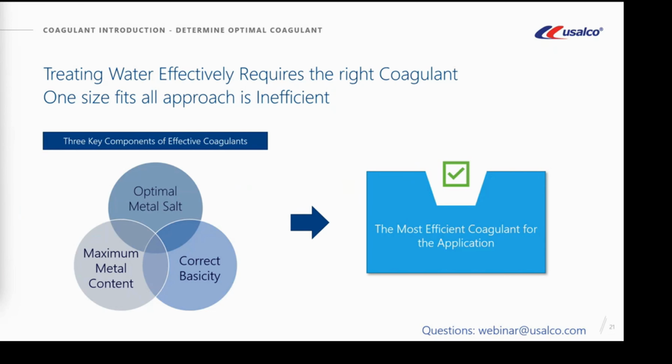So let's introduce this concept of specialty coagulants to ensure everyone understands how and why optimizing a program may be necessary. There are 3 key components to consider when selecting a coagulant for any application, and all 3 correlate with overall efficiency. So first, the type of metal salt, specifically whether it is aluminum or iron.